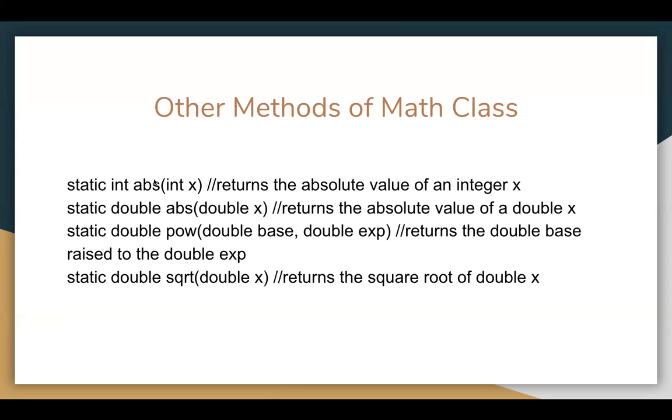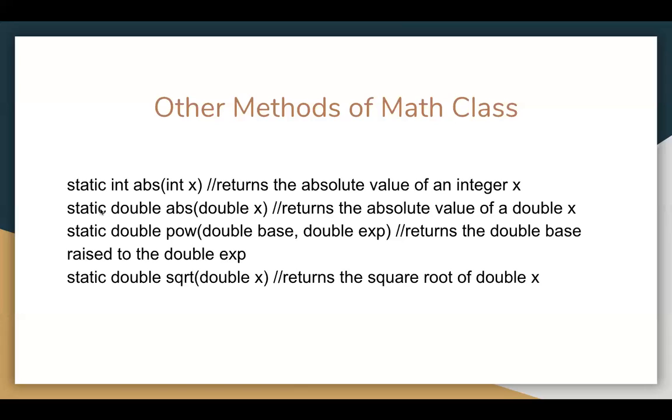So for the first one, we have a static method, and it has a return type integer, and this is the name, and then the parameter is an integer x. So what this method does is return the absolute value of an integer x. I don't know if you guys understand what absolute value is. They teach it in pre-alg, so if you've gone to pre-alg, then you should know. But it returns basically how far an integer is from 0. That's what absolute value is.